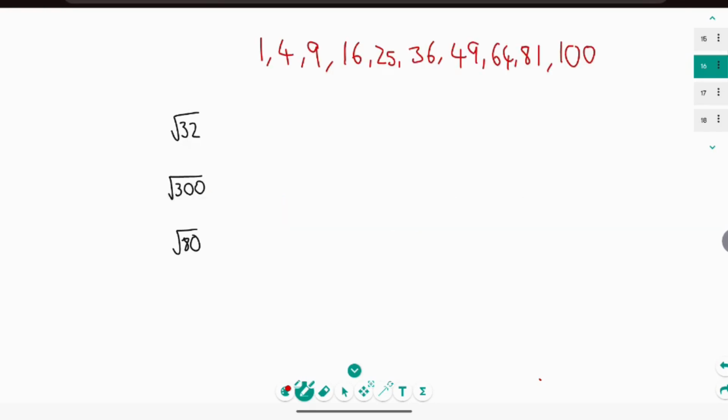So root 32. Now, you may not have used the highest common factor, so I'm going to show you 2 different ways of getting the correct answer here. So root 32, the highest common factor is actually 16. So it's root of 16 times 2. Square root of 16 times the square root of 2. Square root of 16 is 4. 4 root 2.